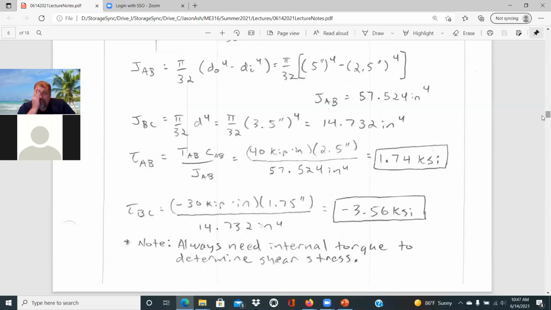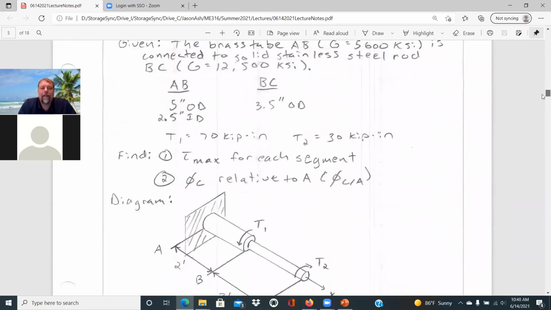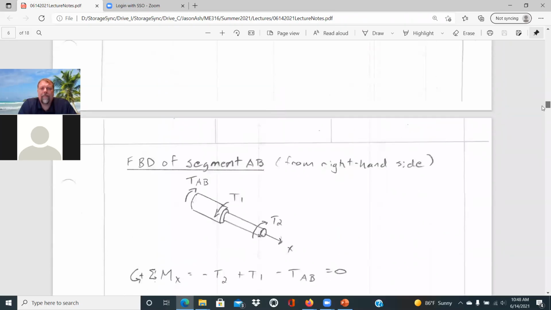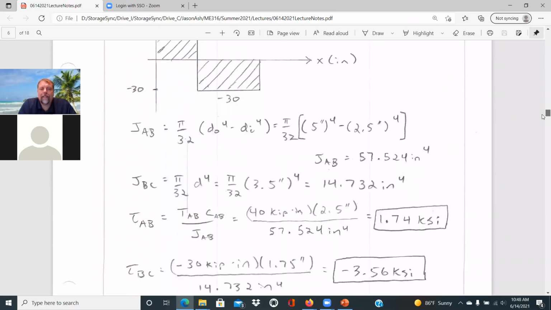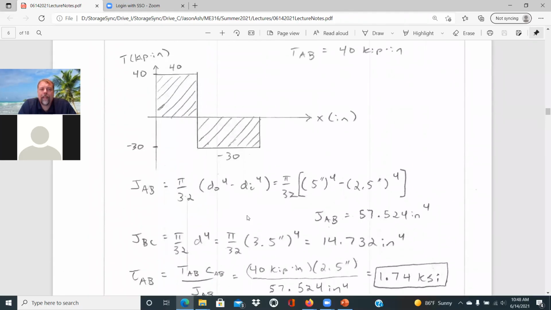And so what we want to do then is solve for the internal stresses, and that was kind of back up here in the problem statement. Find tau max for each segment. And for this first case, I'm just kind of keeping track of sign just to show you that. Well, we can solve J for AB. The outer diameter was given as 5 inches. The inner diameter was given as 2.5 inches. That's our relationship we just looked at for the polar moment of inertia. And that ends up being 57.524 inches to the fourth.